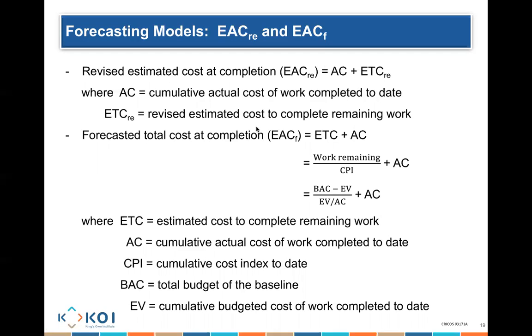Forecasted total cost at completion is the estimate to complete, how much more money I need to spend to complete the work, plus how much money I've already spent on that work itself. So there are obviously a lot of formulas and sub-formulas. You need to think about work remaining divided by cost performance index. There are a number of formulas, and it's about using the right formula when you are being asked the right question.